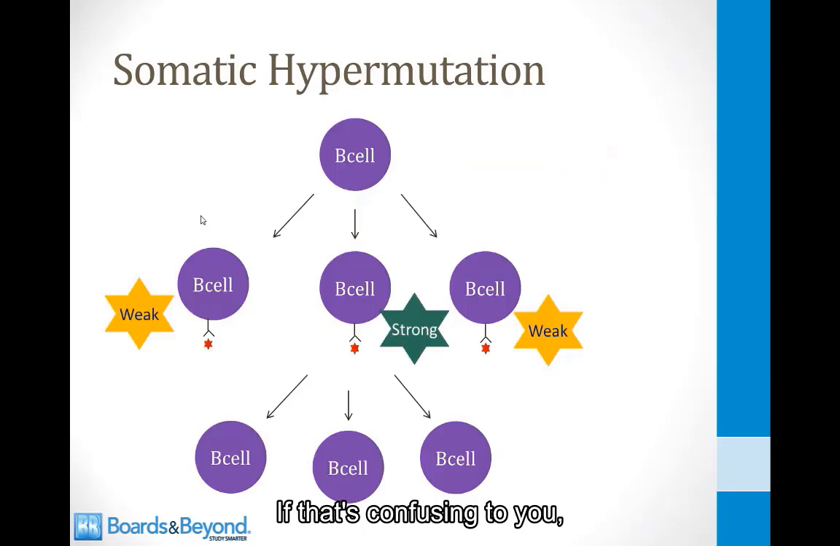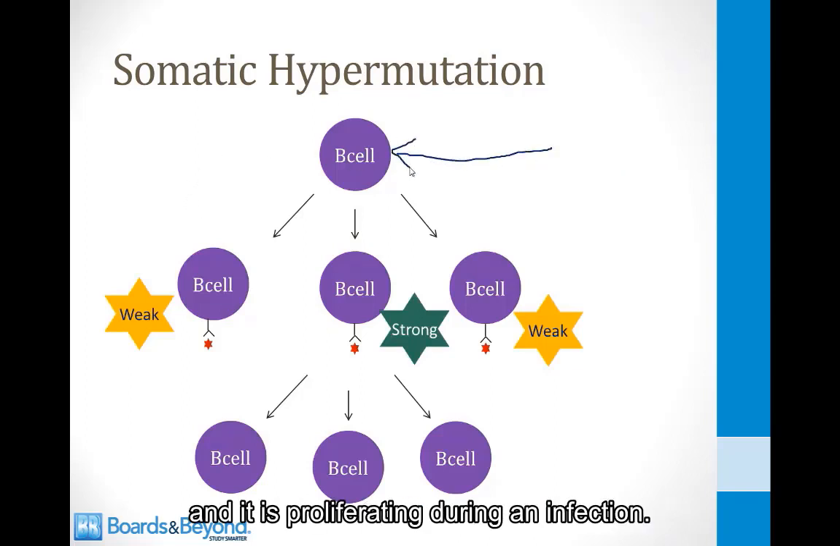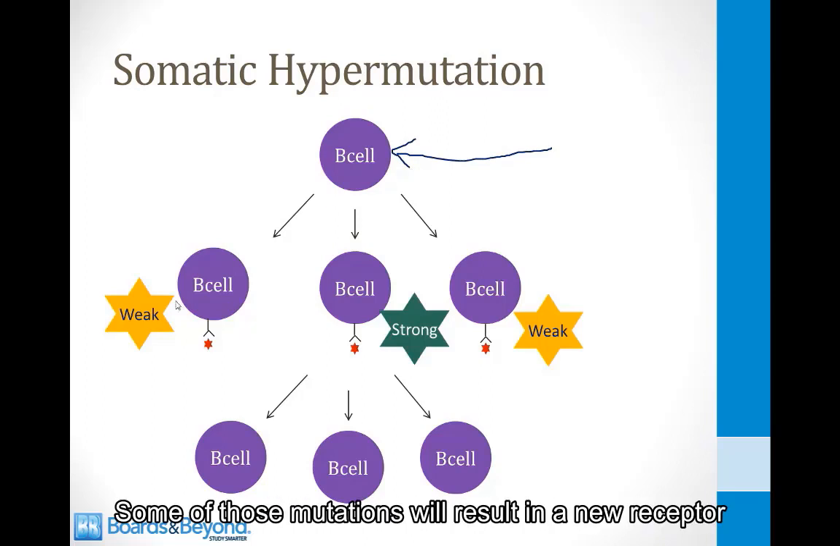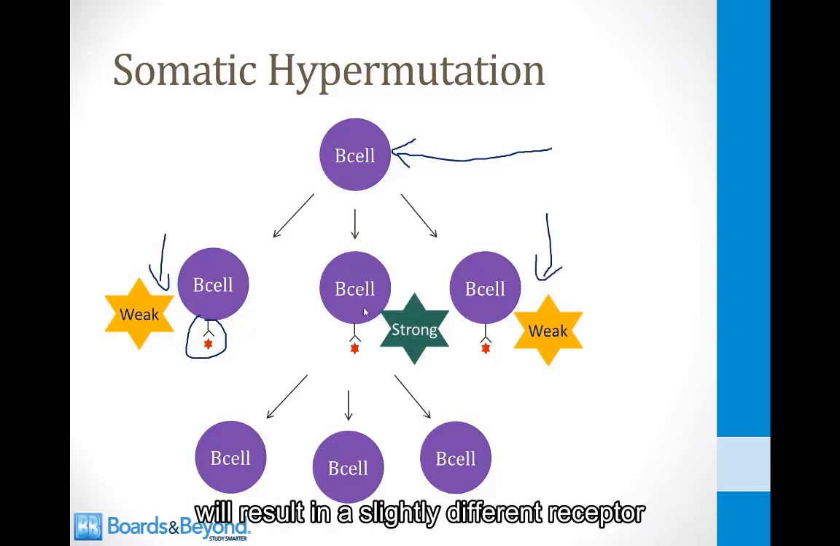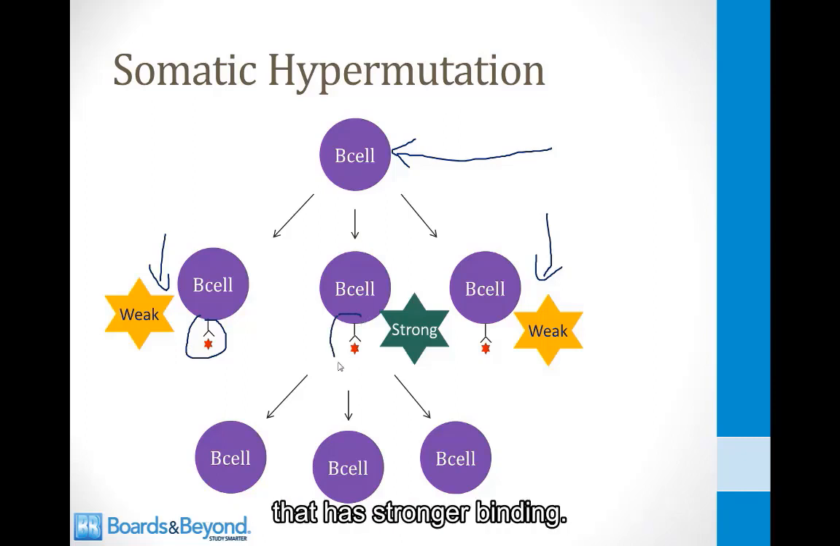If that's confusing to you, here's a picture to help you understand. So imagine that you have a B cell and it is proliferating during an infection. It will have small mutations occur in those V, D, and J genes. Some of those mutations will result in a new receptor that is relatively weak binding. Others will also result in a mutation that is relatively weak binding. But some of those mutations will result in a slightly different receptor that has stronger binding.